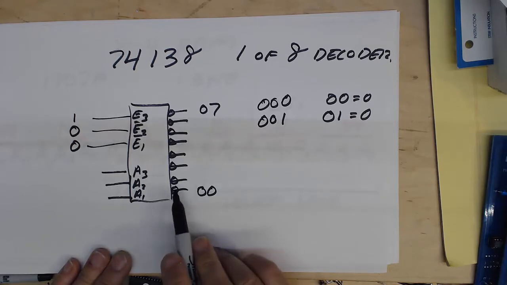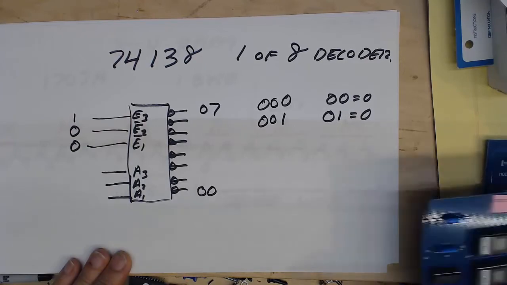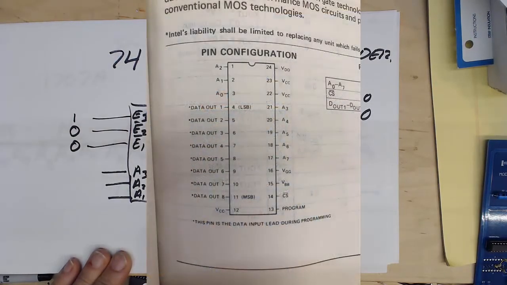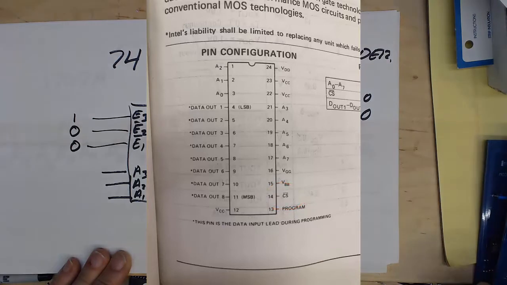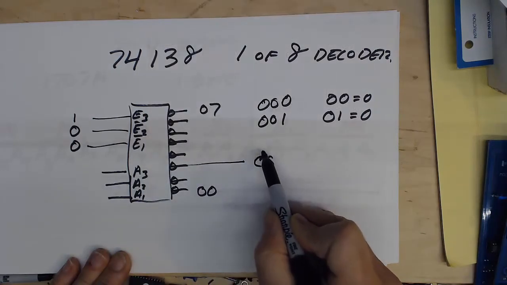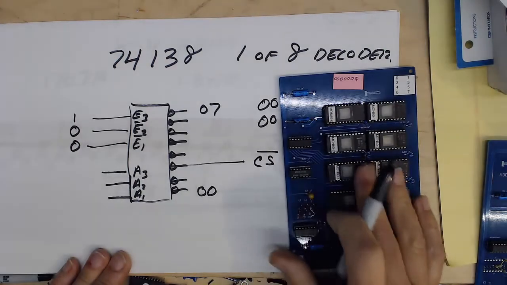Fortunately for us, these go low to select the chip. And if we look at the 1702 on our schematic, we see that the chip select for the 1702 is low. So that makes it really convenient for us, in that each of these basically just goes out and connects to the chip select on one of these chips on this card.